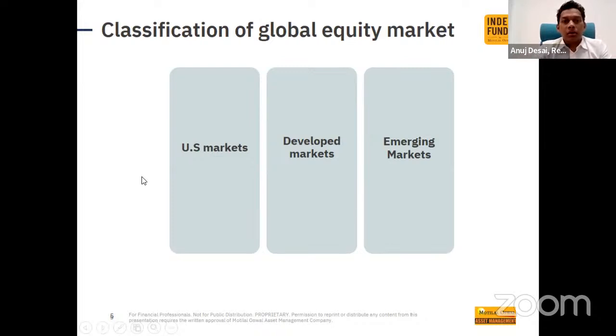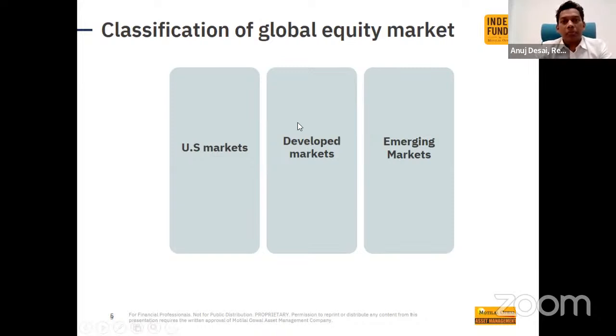The global equity market is divided into three parts. First is the US market. It is treated as a completely different market because of its size. In terms of market size, the US accounts for 60% of the global market. So if the global equity market is worth 100 rupees, then 60 rupees is just the size of the US, right?